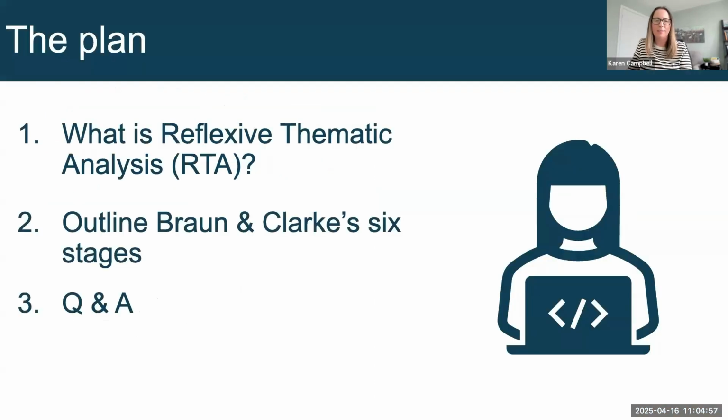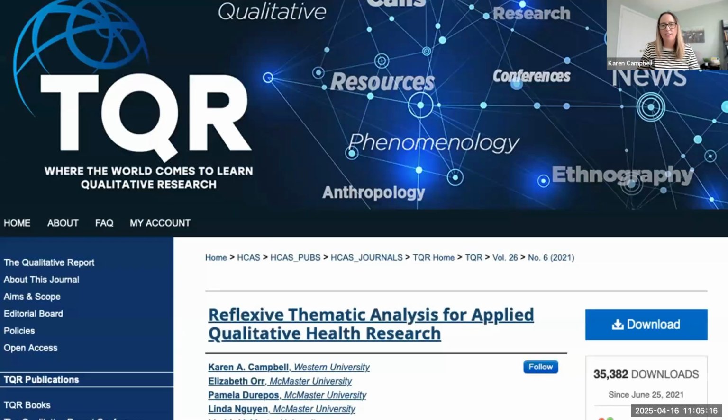See if I can move my slides. There we go. So the plan today is to talk a little bit about reflexive thematic analysis, outline Braun and Clarke's six stages of reflexive thematic analysis, which is pronounced Braun, and Clarke always has an E, and then we'll have a little question and answer period like Cheryl mentioned.